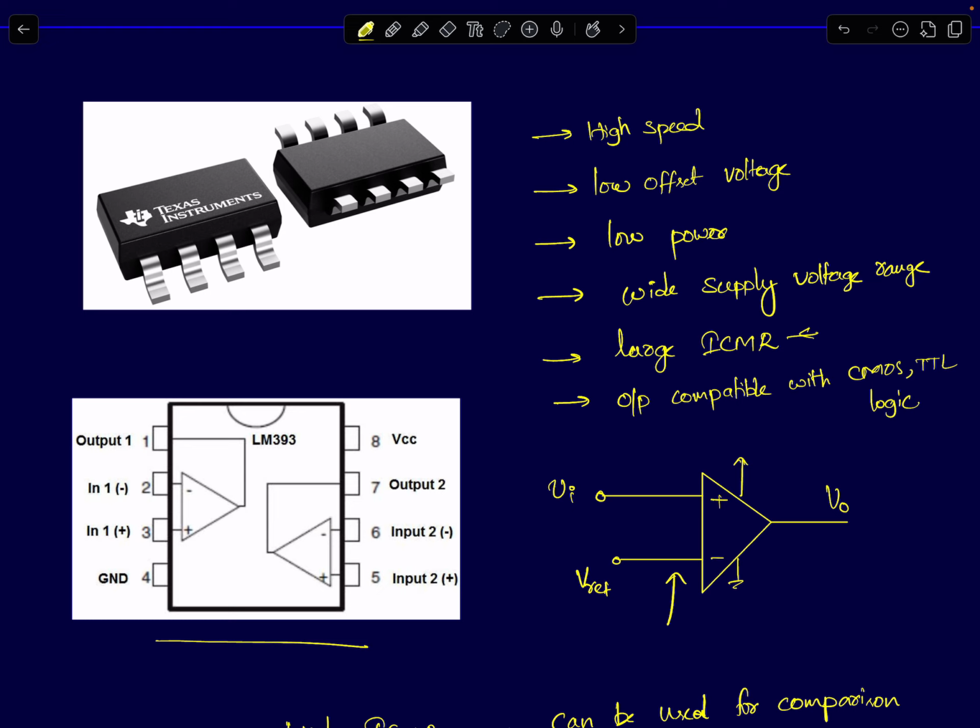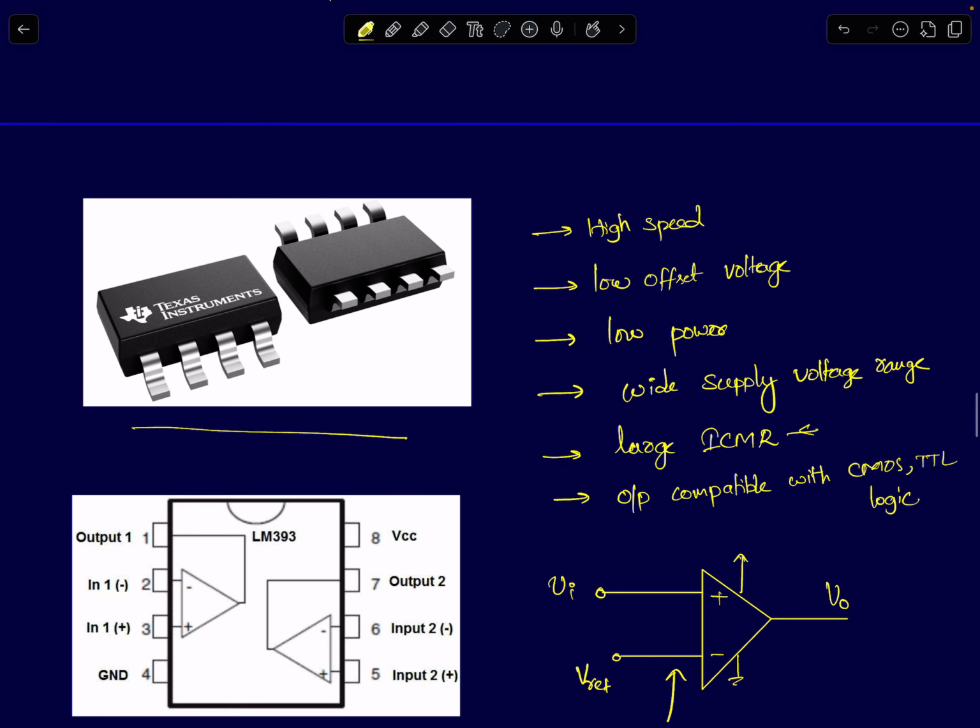You can browse through TI's data sheets. There's the 393 series, and you will see the different kinds of packaging that they come with. So what should you look for in a comparator? Because you are comparing 2 voltages, for accurate comparison the offset voltage should be really low. So low offset voltage is one good characteristic of a comparator.